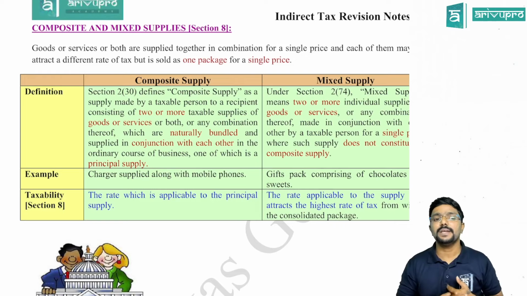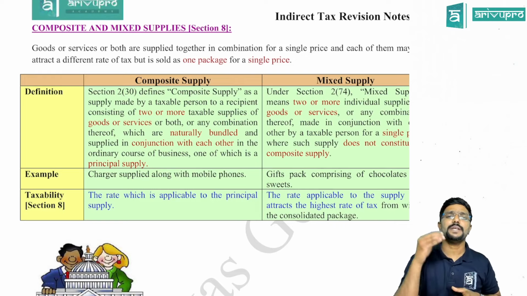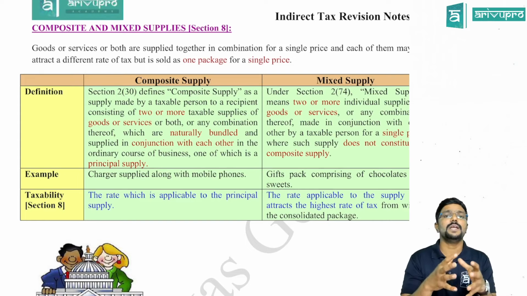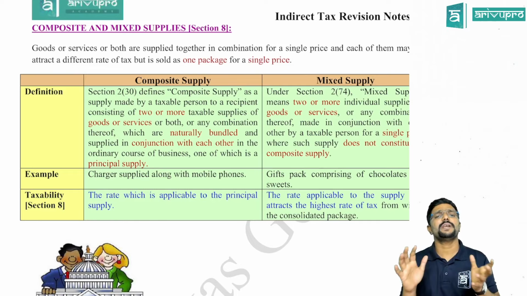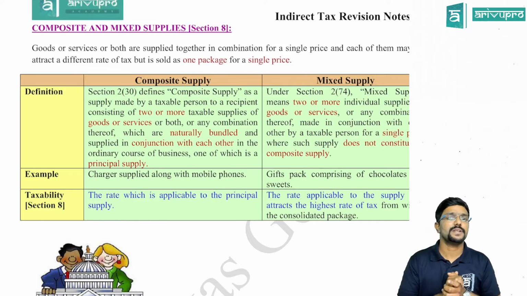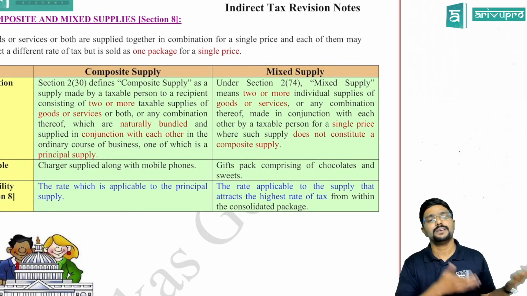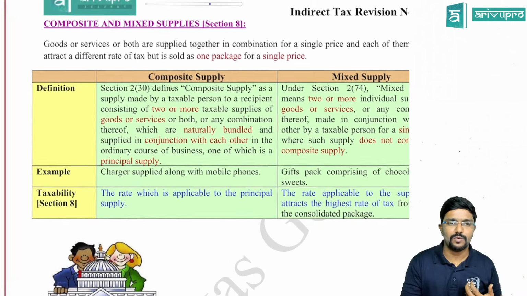Multiple supply is a composite supply if it is naturally bundled. Means the majority of customers expect it to be purchased together, or the supplier supplies it in his ordinary course of business majority of the time together for a single price. Then coming to mixed supply: multiple supply which is not naturally bundled is a mixed supply. So they have been defined. What is that? We will see.